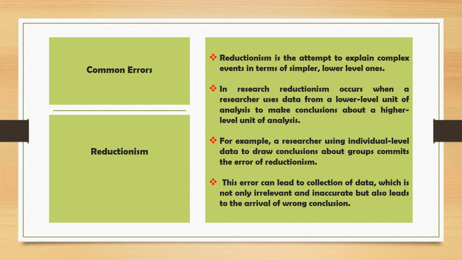However, in the context of research, reductionism occurs when a researcher uses data from a lower level unit of analysis to make conclusions about a higher level unit of analysis. For example, a researcher using individual level data to draw conclusions about groups commits the error of reductionism. And this error can lead to collection of data which is not only irrelevant and inaccurate, but also leads to the arrival of wrong conclusions.